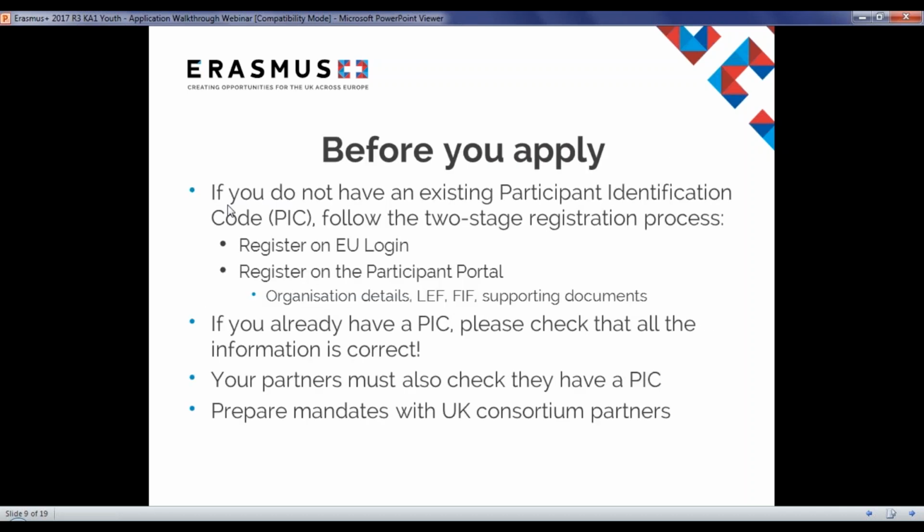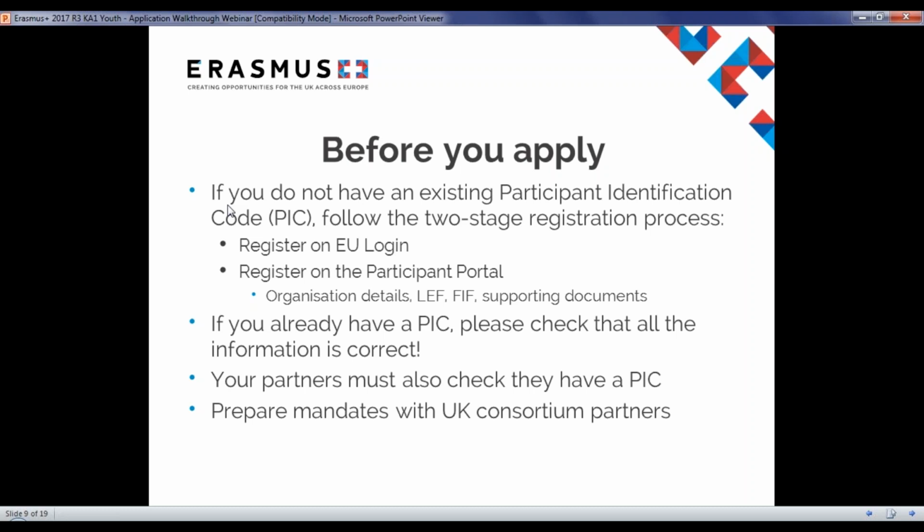Before we look at the application form, I would like to mention a few very important pre-application steps that you should take. You will need to ensure that you have obtained a PIC, which stands for Participant Identification Code, for your organisation before applying. This is a 9-digit number which is unique to your organisation and will allow you to complete the application form. Also, you need to make sure that all the details for your organisation are correct in the European Commission's participant portal.